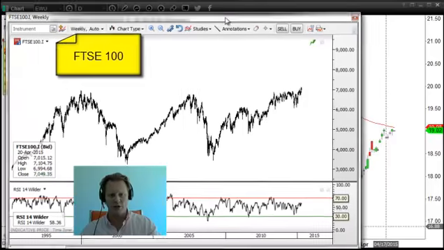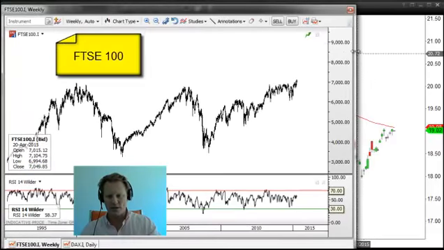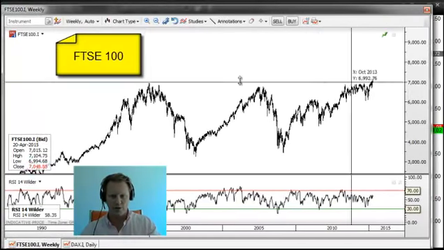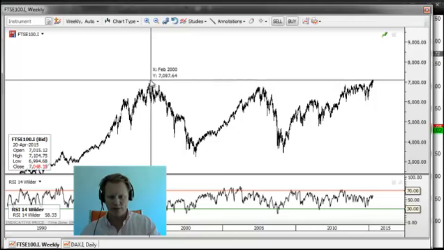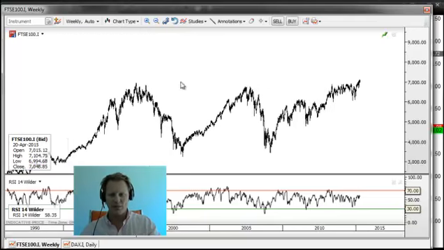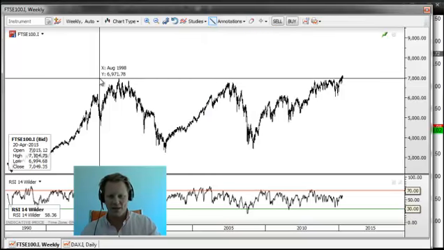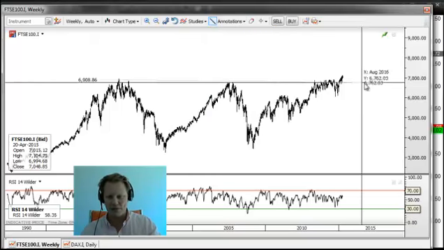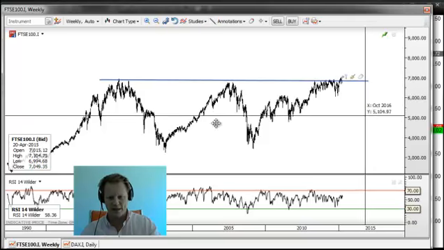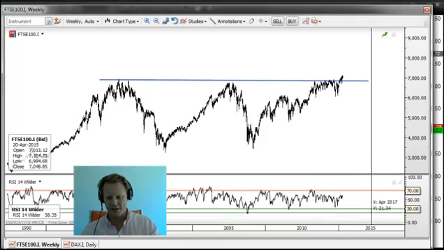So look at the FTSE 100. This is a weekly chart, weekly bars going back all the way. The top here is back in 1999. And what you see, just about anyone can see this, is we have a very big, major line of resistance that goes back all the way to 1999.